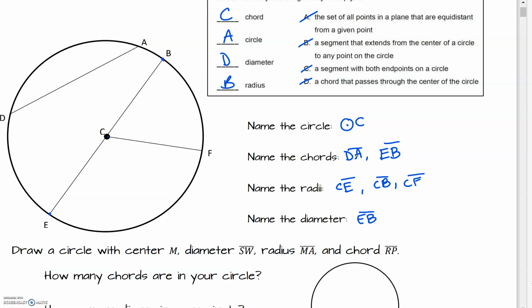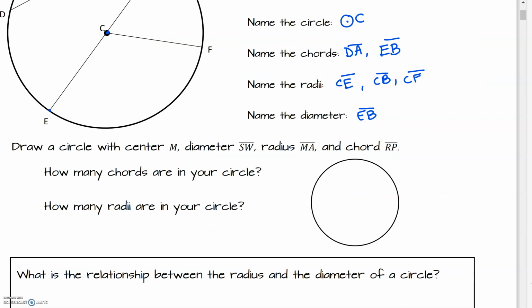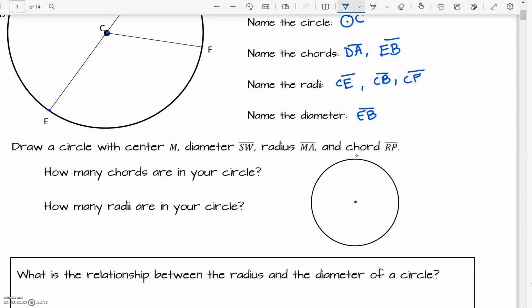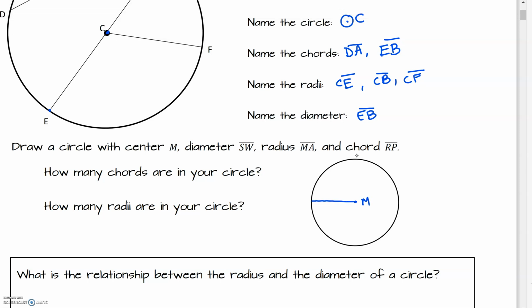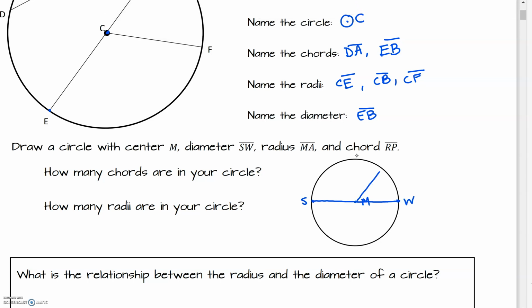Draw a circle. So we're going to just use this circle down here. And you're going to label it with the center being M, the diameter being SW, a radius MA. Let me get my M out of there and put it here. And then a chord, RP.